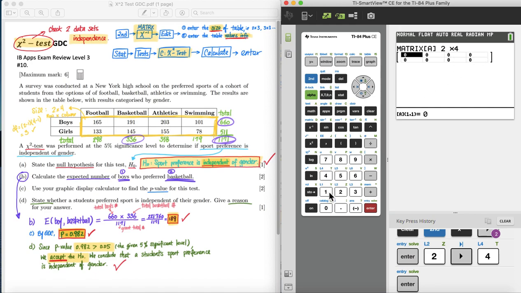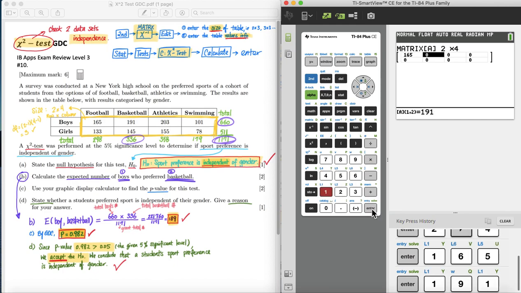Now I can enter each individual data. What you see is what you get. One number wrong, everything is wrong. So 165 and 191, 203 and 101. And the next one will be 133, next one 145, next one 155, and the next one 78. Eagle eye: what you see is what you get. One number wrong, everything is wrong.